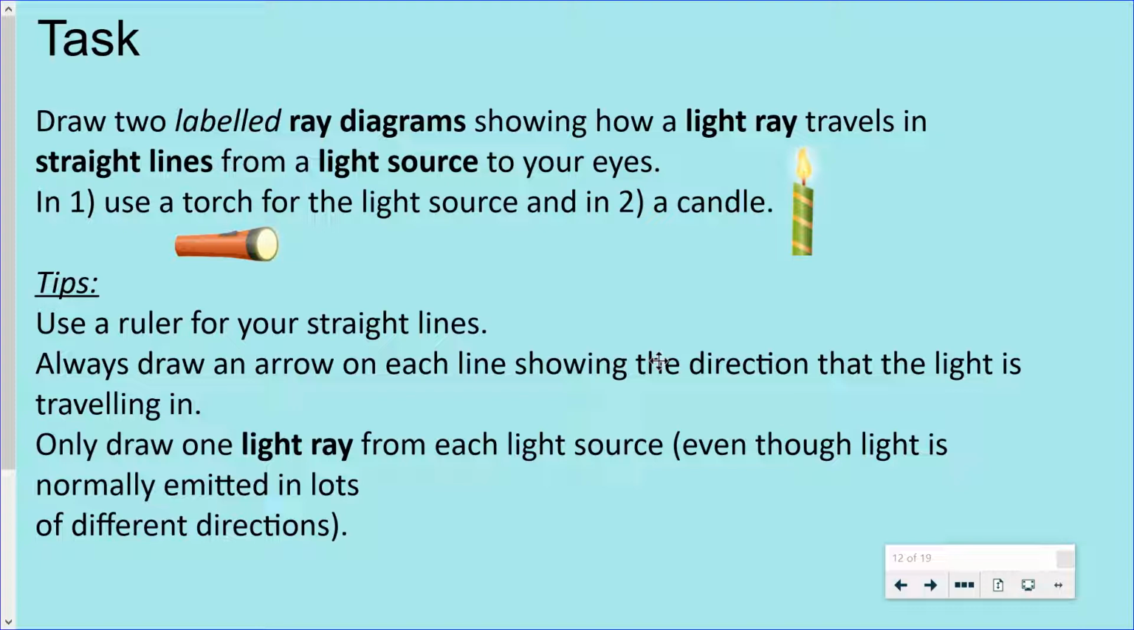Gold, remember, I'd like you to also draw 2 extra diagrams. So your first 2, use a torch and a candle for the light source. And then I'd like you to come up with 2 more. All right. Read the tips. They're really important. So silver and gold, crack on with that now. And pause the video. Bronze, if you need a little bit of support, then keep playing. And once you've all done that, restart the video and we'll move on to the final task of the lesson. So pause here, silver and gold.